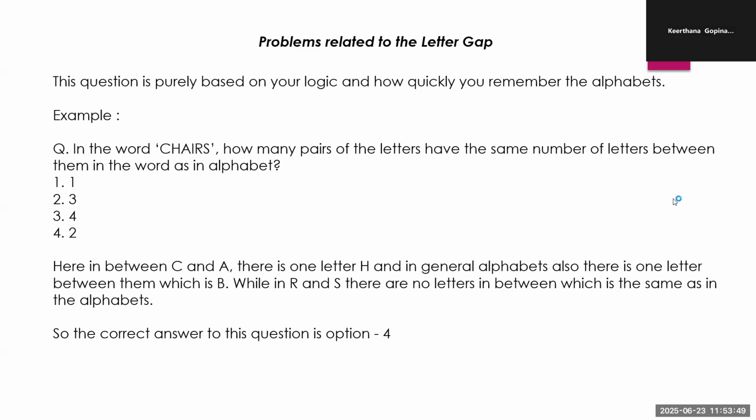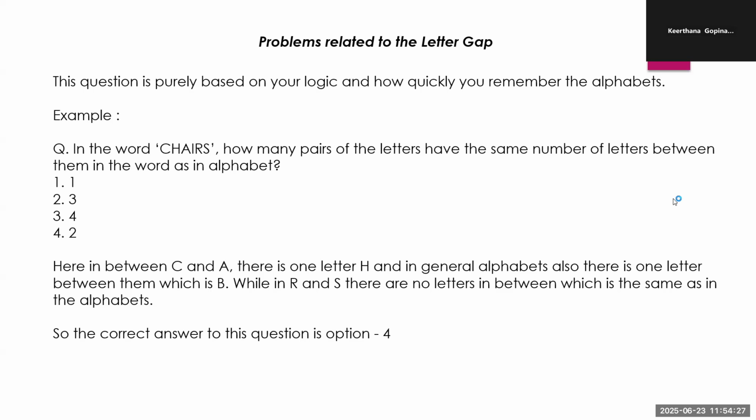Now, imagine C and I. D, E, F, G, H. There is a gap of 5. Now, in the word chairs, there are only 2 letters between them. So it is not a reflection of the series. So not the right pair. Then C and R is how much? D, E, F, G, H, I, J, K, L, M, N, O, P, Q. So that is 14. There are not 14 letters here. So that is also wrong. C and S, again it is wrong.